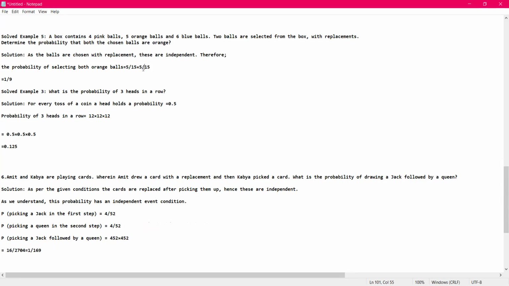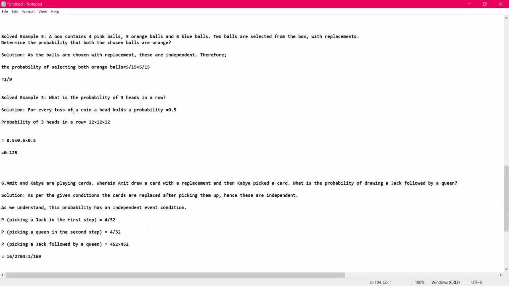Without replacement means 5 by 15 into 4 by 14, like that it will come. So after replacing also we are having 15 total balls and also we will be having 5 orange balls. It means we are replacing that ball with an orange ball only. That's why they are independent of other balls. So 5 by 15 into 5 by 15 equals 25 by 225. After simplification, I got 1 by 9. So this is the problem.